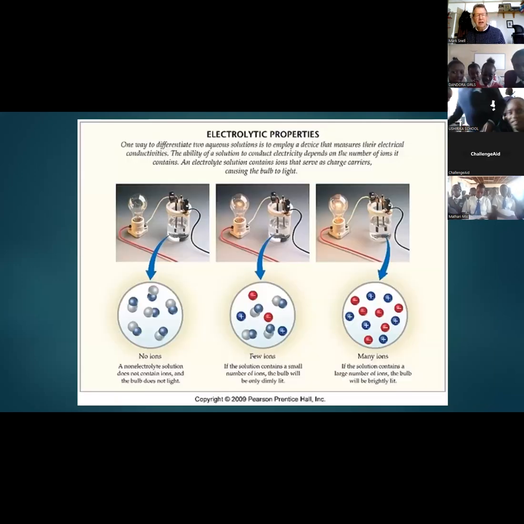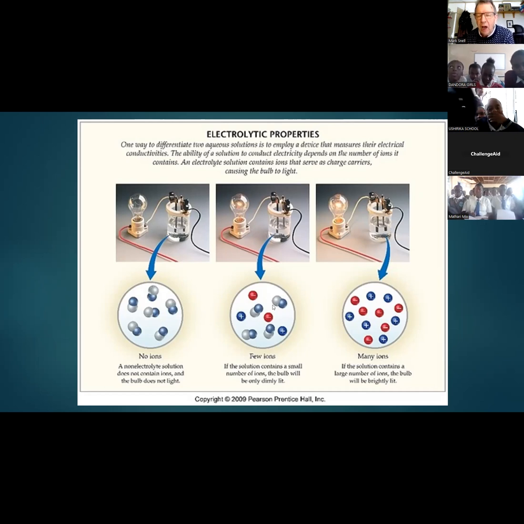And we met this last time, and I'm just going a little bit further. The idea is really simple. If a solution contains no ions at all, the bulb doesn't light. In other words, no ions, no conductivity.